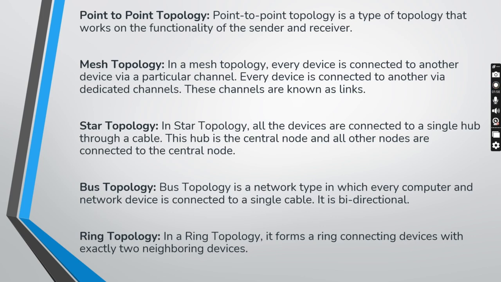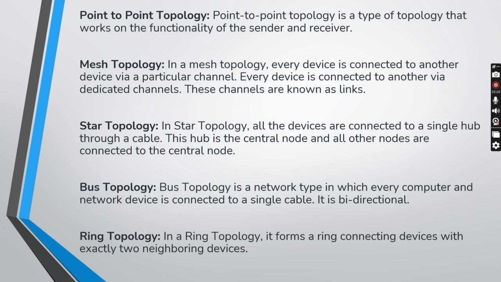Star topology. In the star topology, all the devices are connected to a single hub through a cable. This hub is the central node and all the other nodes are connected to the central node. Bus topology. The bus topology is a network type in which every computer and network device is connected to a single cable. We can call it bidirectional.